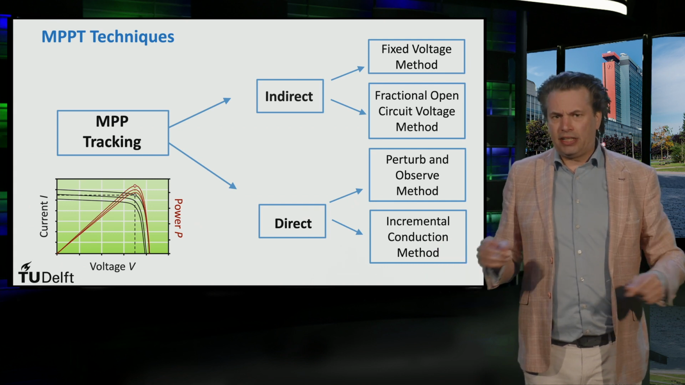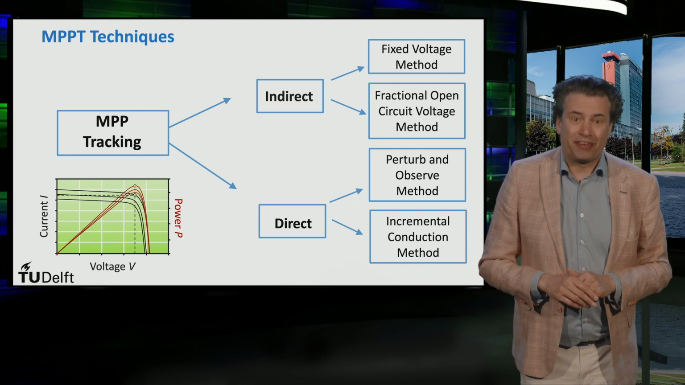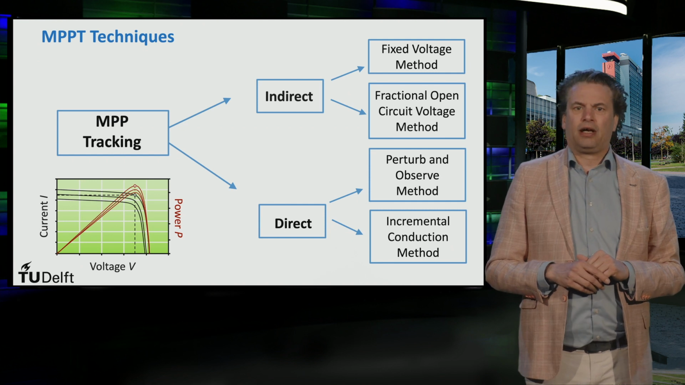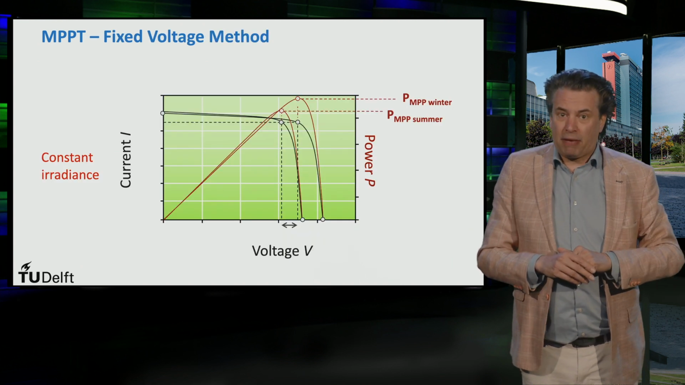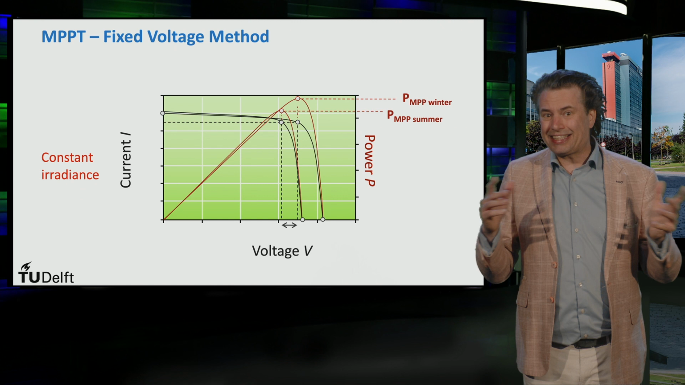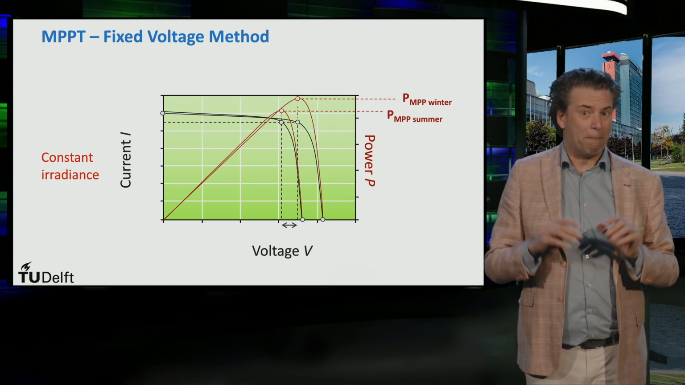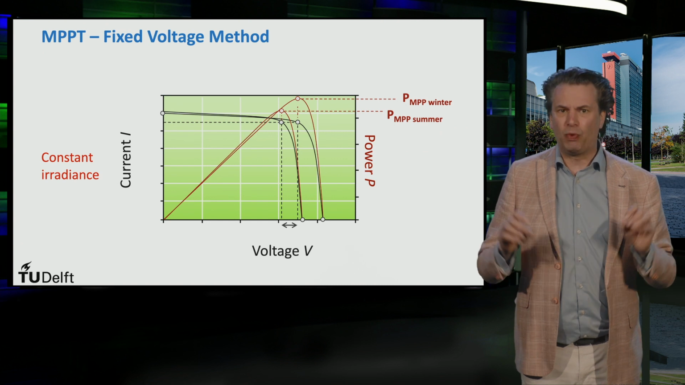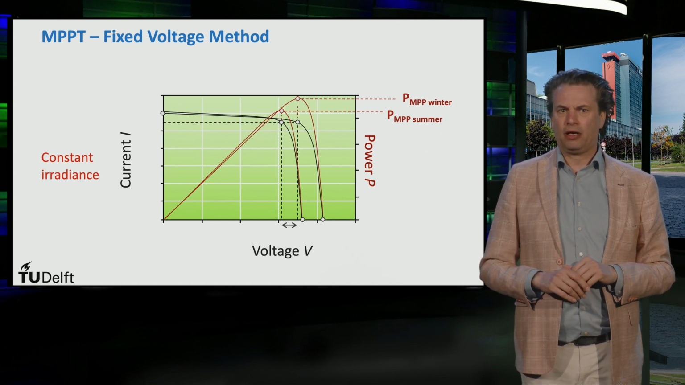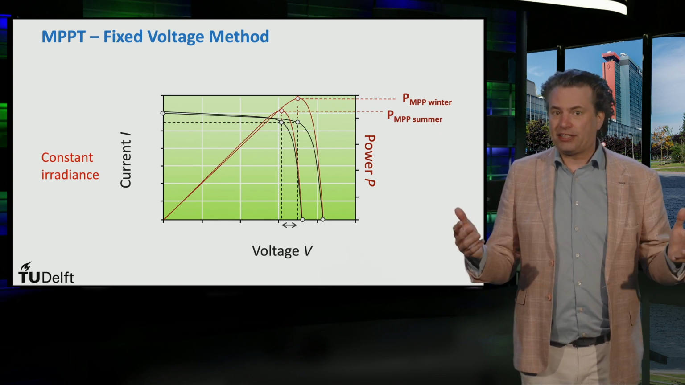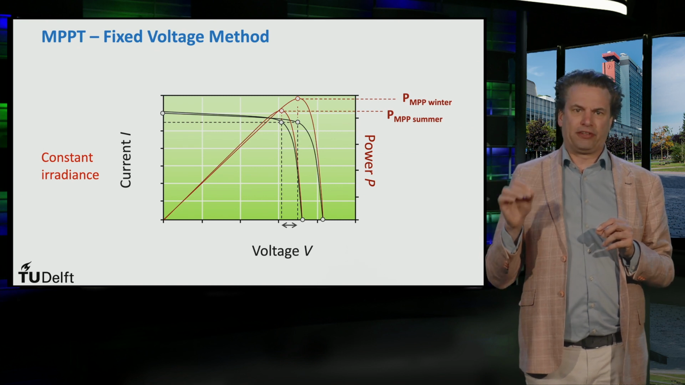Let's talk about indirect maximum power point tracking first. Let's consider the indirect maximum power point tracking. In this kind of tracking, simple assumptions and periodic estimations of the maximum power point are made with easy measurements. An example from practice is the fixed voltage method.